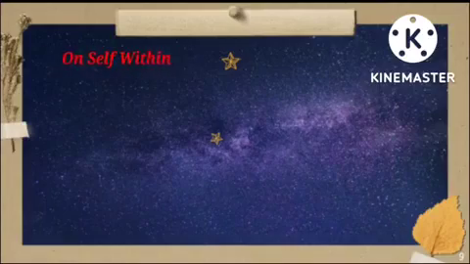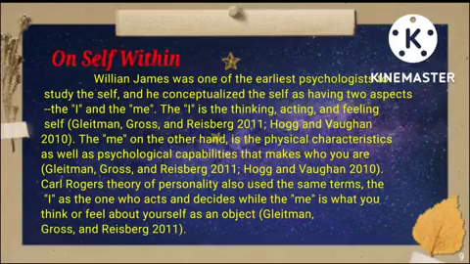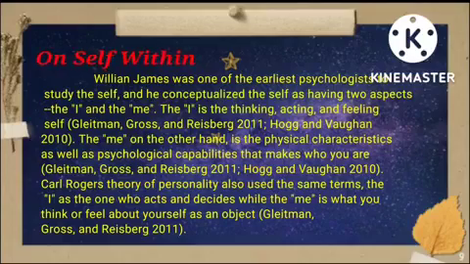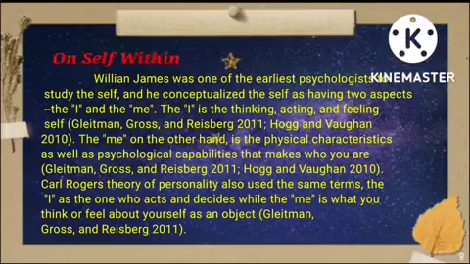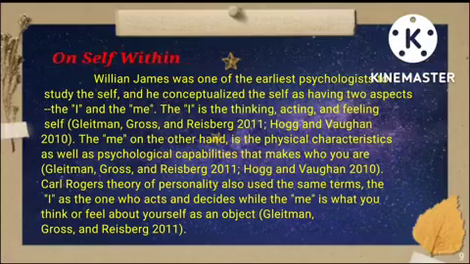William James was one of the earliest psychologists to study the self, and he conceptualized the self as having two aspects, the I and the me. The I is the thinking, acting, and feeling self, while the me, on the other hand, is the physical characteristics as well as psychological capabilities that make who you are. Carl Rogers' theory of personality also used the same terms, the I as the one who acts and decides, while the me is what you think or feel about yourself as an object.